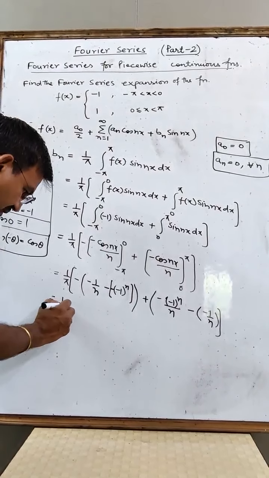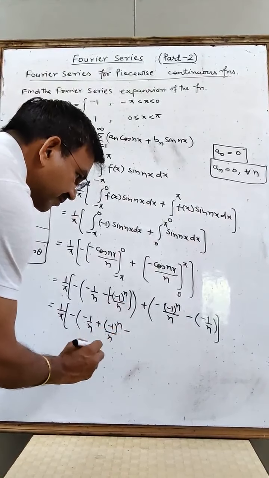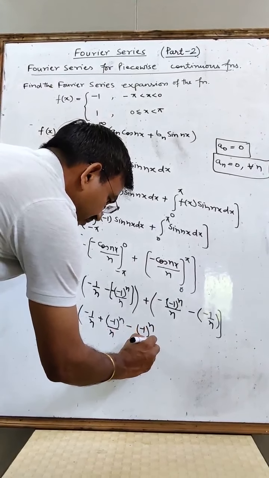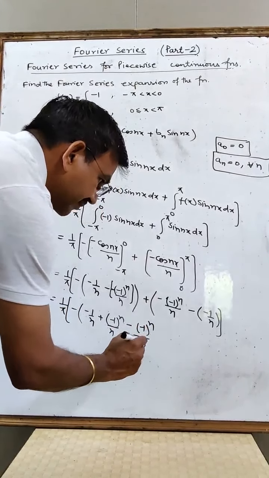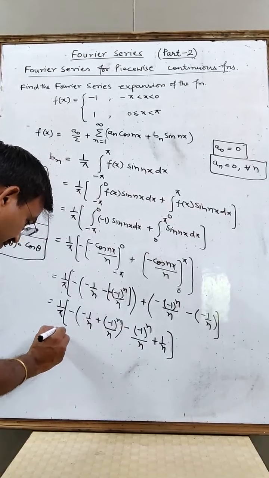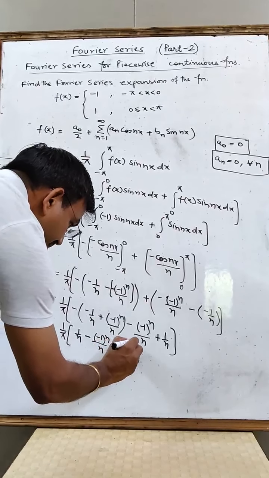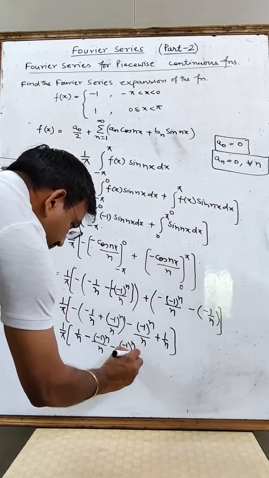And now it would be equal to 1 over pi negative, it is minus 1 over n and plus minus 1 raised to the power n, and here it is minus 1 raised to the power n over n, and again plus 1 by n, and it would be equal to 1 over pi, 1 over n minus, and it would be equal to 1 by pi, and it will be 2 by n minus 1 raised to the power n over n.